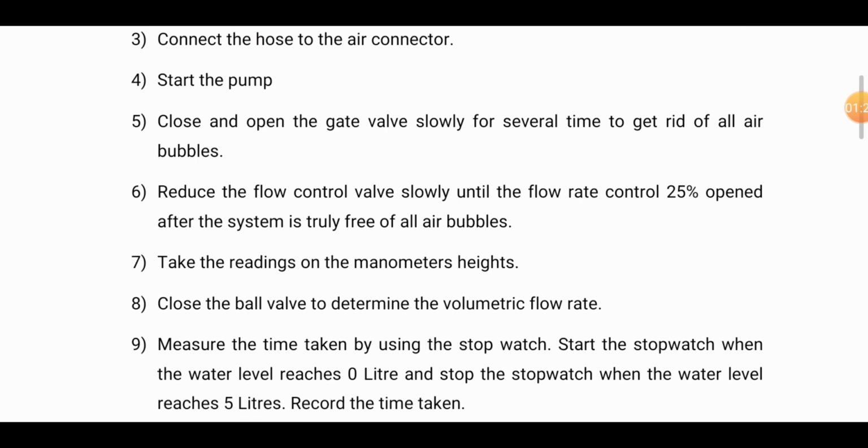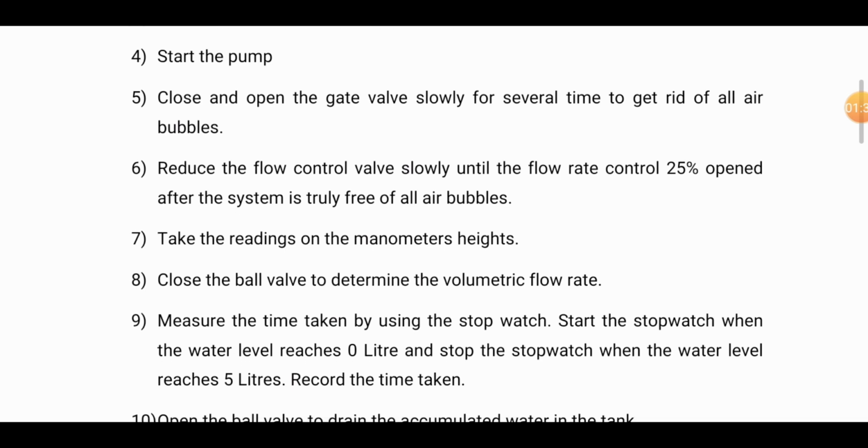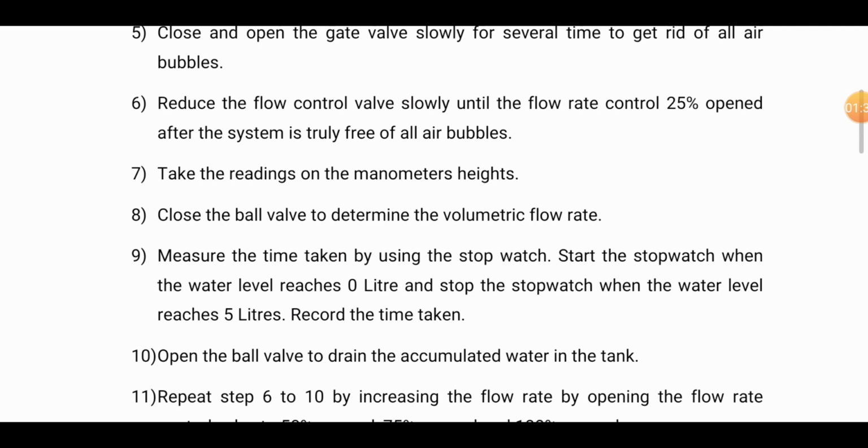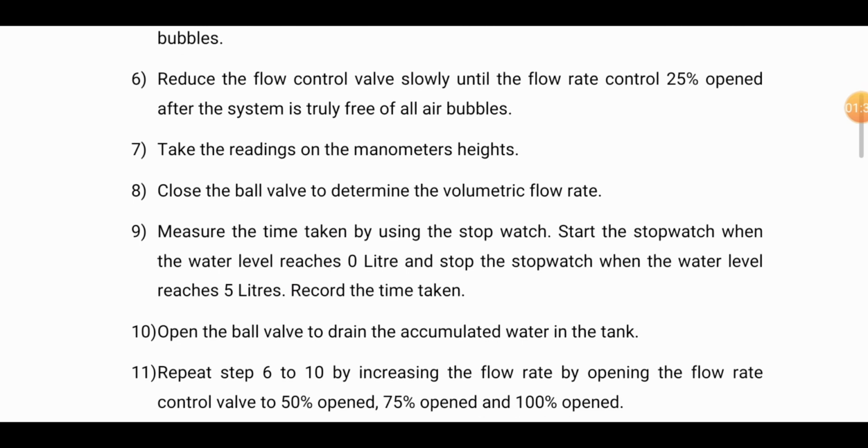Step 7, check the readings on the manometer height. Step 8, close the ball valve. Step 9, by using a stopwatch, measure the time needed for the water to fill 5 liters in the tank.